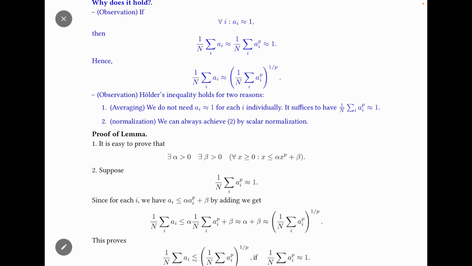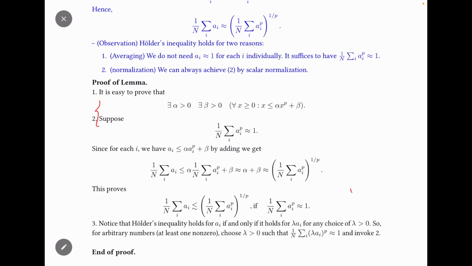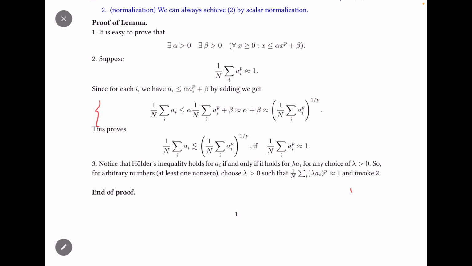The next thing is another common and very strong tool in analysis: normalization. By scalar normalization, we can achieve this averaging. And I believe that these two are the true reason behind why Hölder's inequality holds for any collection of positive numbers. To put these observations into a proof, just for completeness, here we go again.